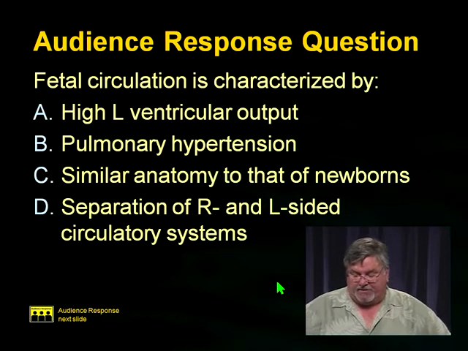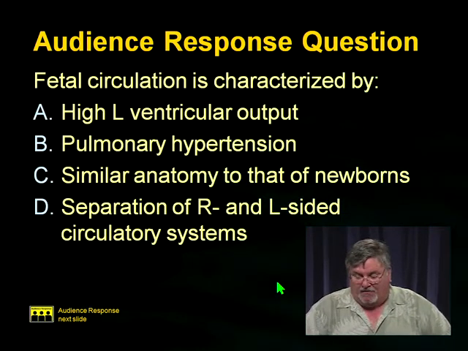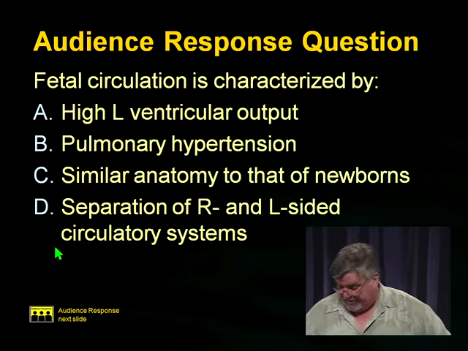Let's ask a question. Okay, Dan. Fetal circulation is characterized by A, high left ventricular output, B, pulmonary hypertension, C, similar anatomy to that of newborns. If anybody answers C, I'm going to strike you dead. And D, separation of the right and left-sided circulatory systems.